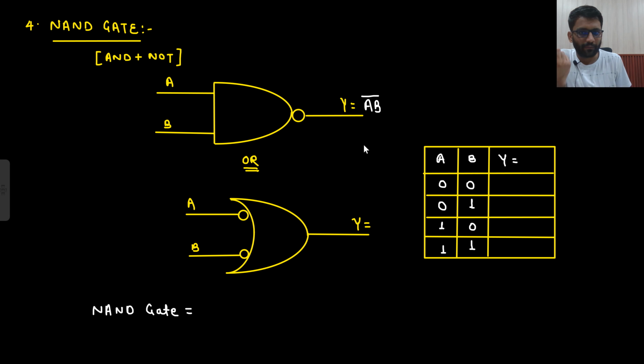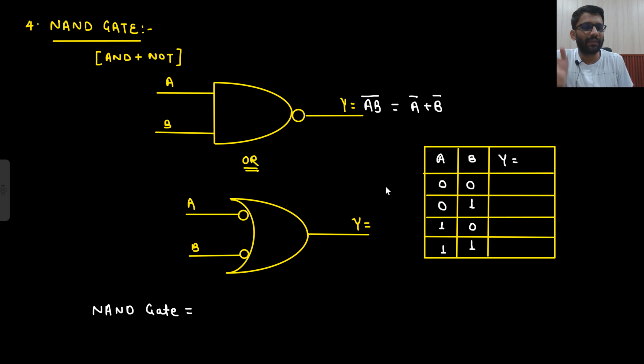And what did I tell you? De Morgan's theorem. Do you remember? So AB bar can be written as A bar plus B bar, because there is a dot in between. If you want to replace the dot with plus, then you take the individual bars. So A bar plus B bar.